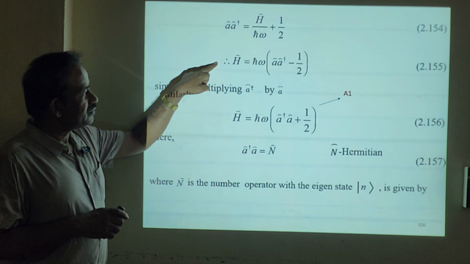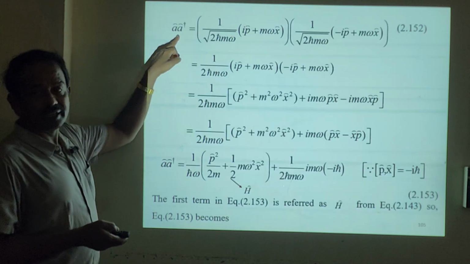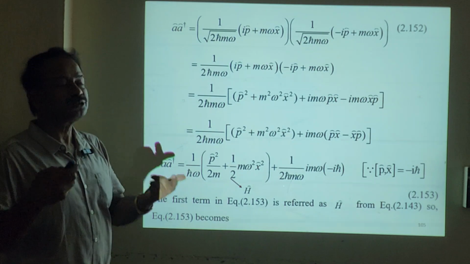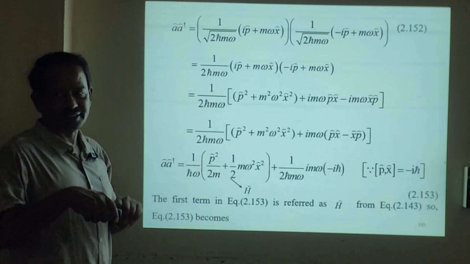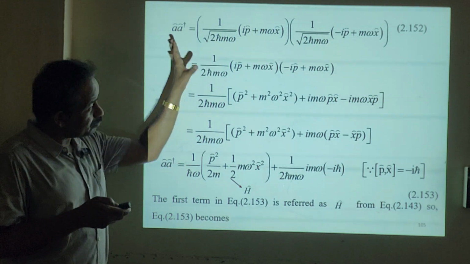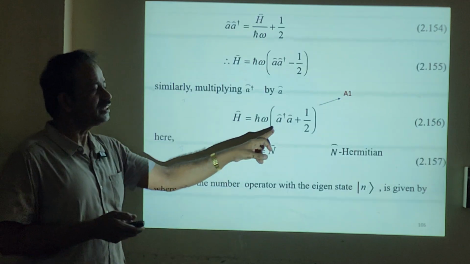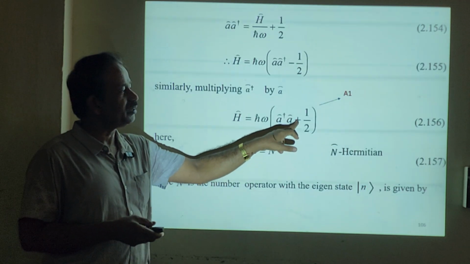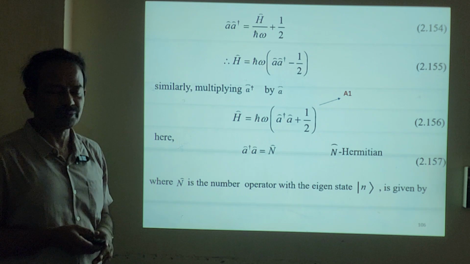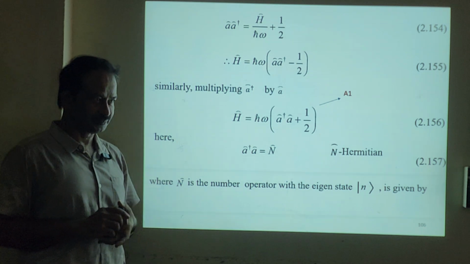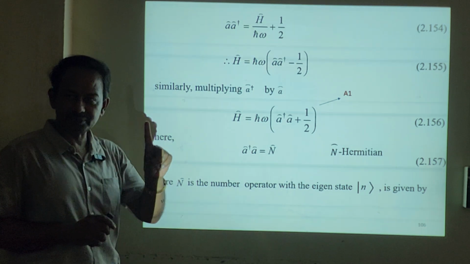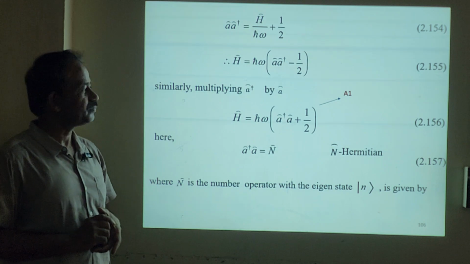Similarly, we have multiplied with A dagger, correct? You just do your assignment as A dagger A. The same procedure. You will get the expression A dagger A plus 1 by 2 multiplied by H bar omega. That will be your Hamiltonian. So this is your assignment 1 in this section.